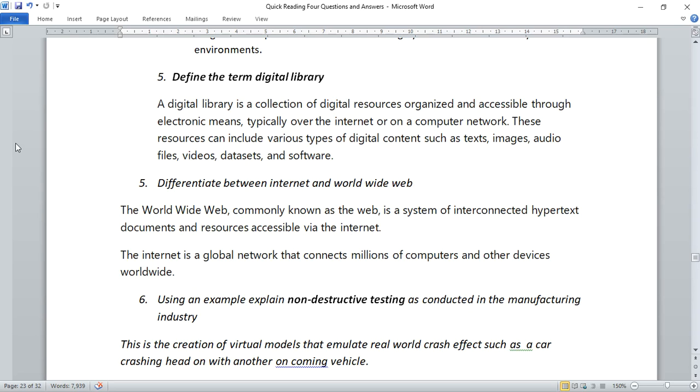It is just like a vehicle. Take a situation whereby you have a lorry and you have the road. So the internet is the road, the lorry is the World Wide Web. So that's the difference. The lorry cannot travel without the road. So that one makes you understand better.